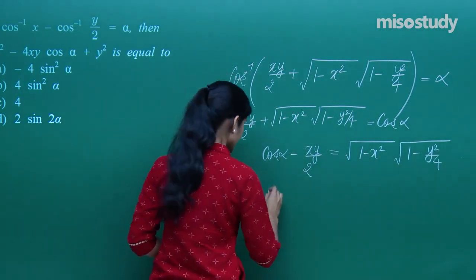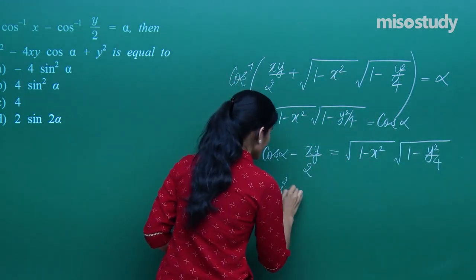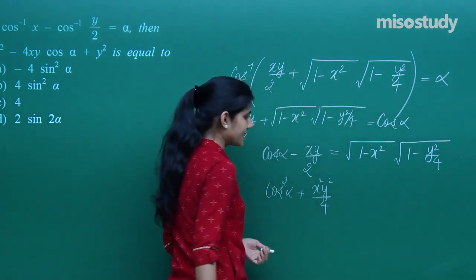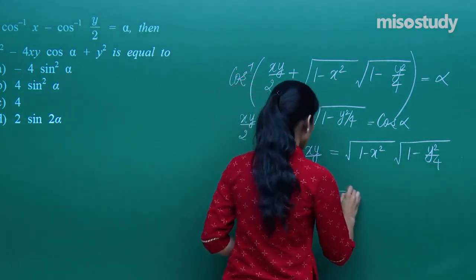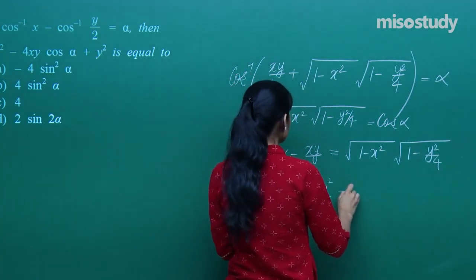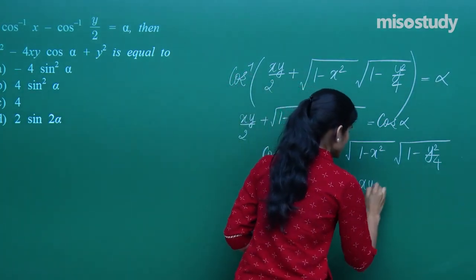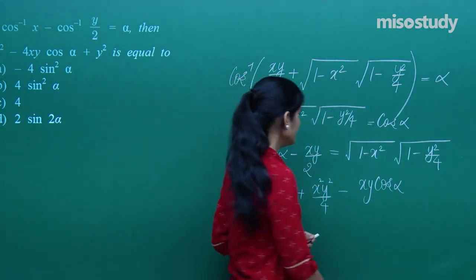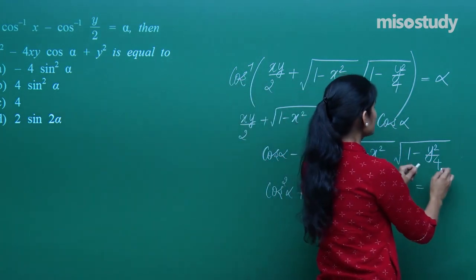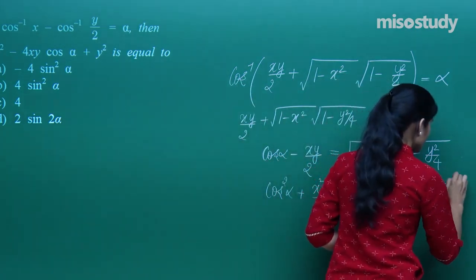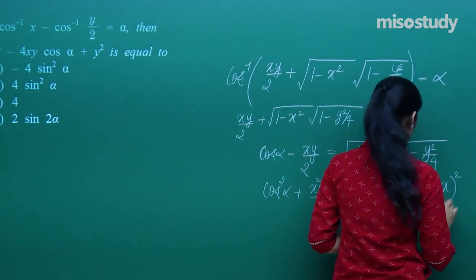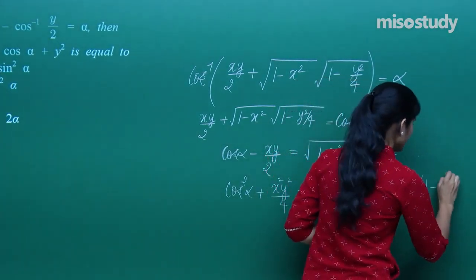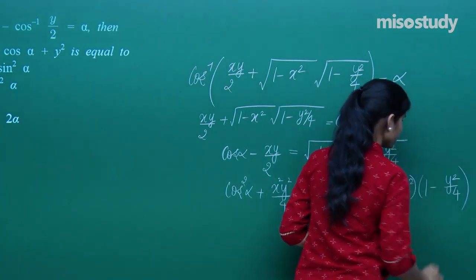Now you square both sides. You get cos square alpha plus xy by 2 whole square minus 2 into xy by 2 into cos alpha, so it is xy cos alpha. Fine. This is equal to square of this into square of this. That means 1 minus x square into 1 minus y square by 4.